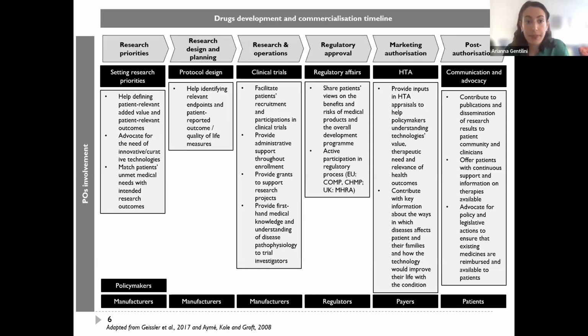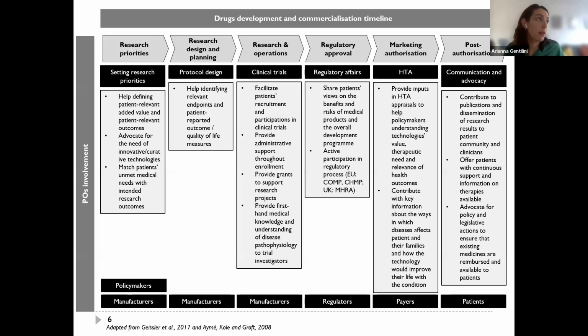So this figure, which is a bit overwhelming, but we're going to try to get through it, illustrates the scope of patient organizations' involvement across the drug development and commercialization timeline. In a sense, we just wanted to give you an understanding of how many activities these organizations are actually engaged with. So I'm not going to go through the entire thing, but just to give you an idea. Patient organizations can help setting research priorities, and an example of that, they help identifying PROs in clinical trials.